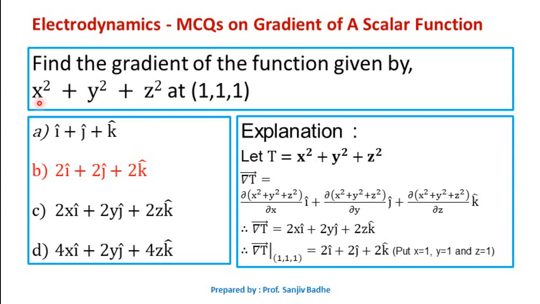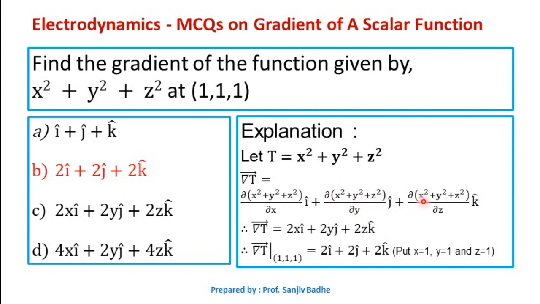So to proceed, let us assume the given function t is equal to x square plus y square plus z square. Gradient of this function is given by gradient of t, that is equal to del t by del x i cap plus del t by del y j cap plus del t by del z k cap. So here t is x square plus y square plus z square. When you differentiate this with respect to x, we will get 2x because y and z are treated as constants. When you differentiate x square plus y square plus z square with respect to y, we will get 2y because now x and z will be treated as constant.